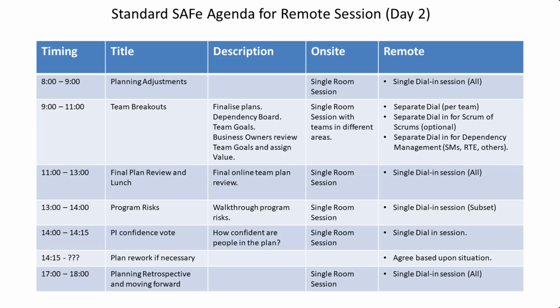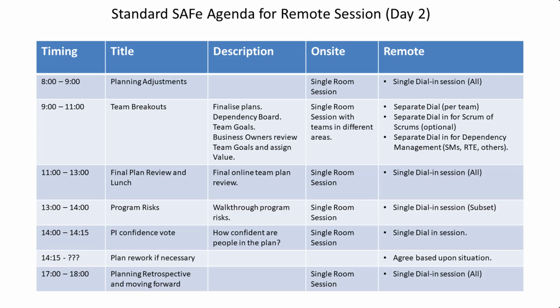And what we see over here, we've got 8 to 9 o'clock planning adjustments. Again, my feedback is it's quite early, right? And sometimes people need to get in from lots of different places, but this is the standard SAFe guidelines. I will give you in just a few minutes what I use in terms of the real world PI planning agenda as well. Okay, so if you look at this, you've got planning adjustments happening at 8 o'clock in the morning. You've got a single dial-in happening over there.